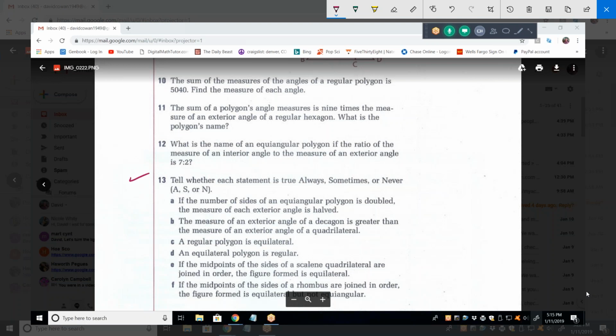All right, let's look at this. If the number of sides of an equiangular polygon is doubled, the measure of each exterior angle is halved. That is always true. Yeah. In other words, if I take this from a 3-sided to a 6-sided, the exterior angles go to 60.